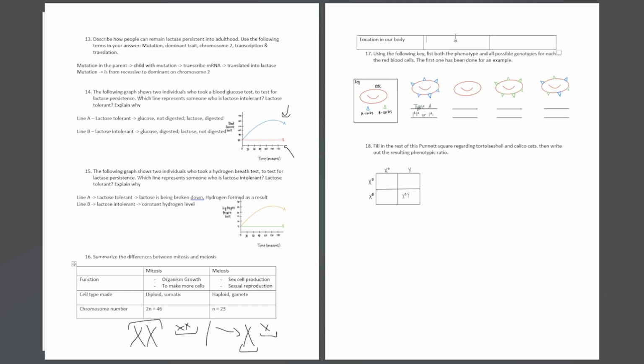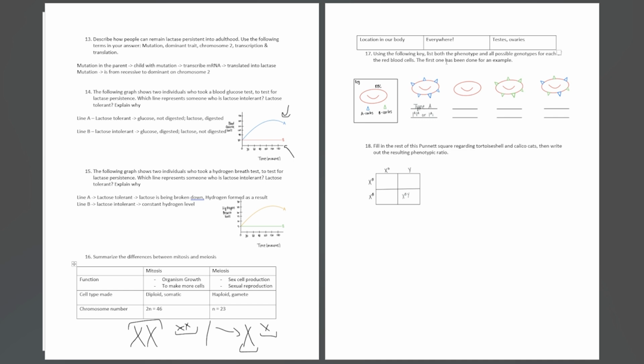So the location in the body: mitosis happens everywhere. Meiosis happens solely in men it would be the testes. In women it would be the ovaries. Right, that's where your sex cells are produced.